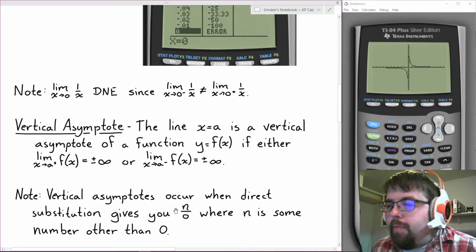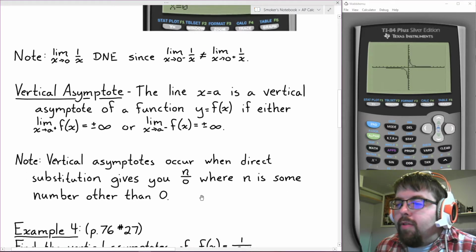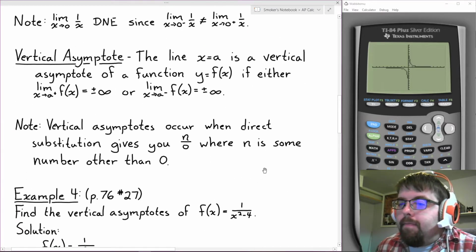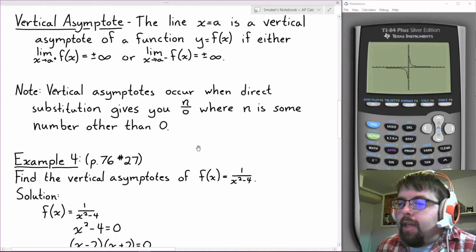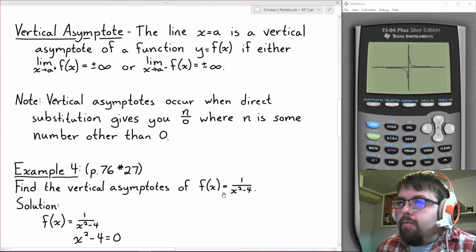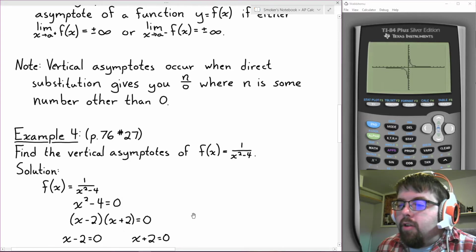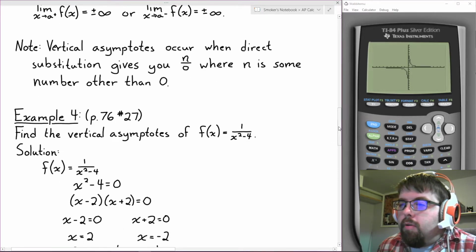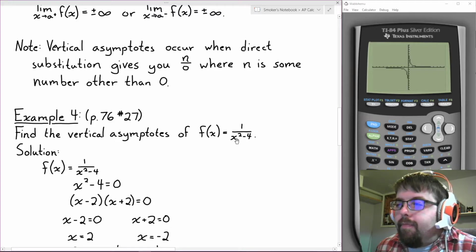Not all the functions we look at will be polynomials, though, and we won't always be able to easily do direct substitution. So if the bottom being 0 is what causes vertical asymptotes, when we're asked to find vertical asymptotes of a function like this, if there is a vertical asymptote, it will be where you get 0 in the denominator. So what x values cause 0 to be in the denominator here? Well, you can set the denominator equal to 0 and solve, and you'll see that 2 and negative 2 plugged into this will give you a 0 in the denominator.